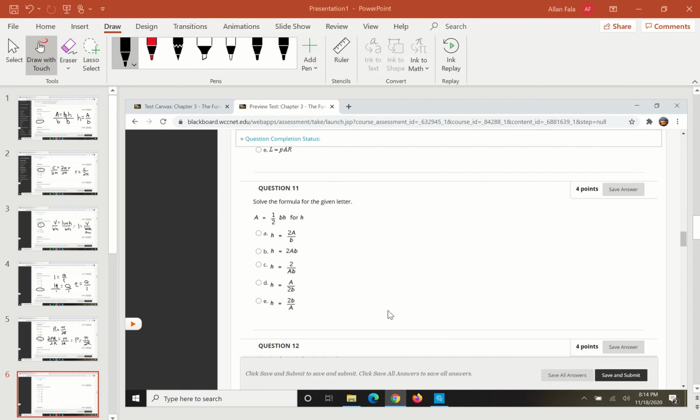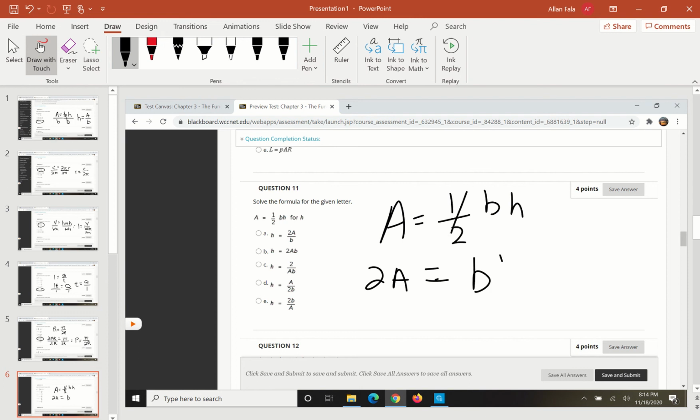For number 11, A is equal to 1/2 BH. First thing we want to do is multiply both sides times 2. That would give us 2A. Multiplying this side times 2 cancels out the half. 2A is equal to BH. Divide both sides by B. That would leave us with H is equal to 2A over B.